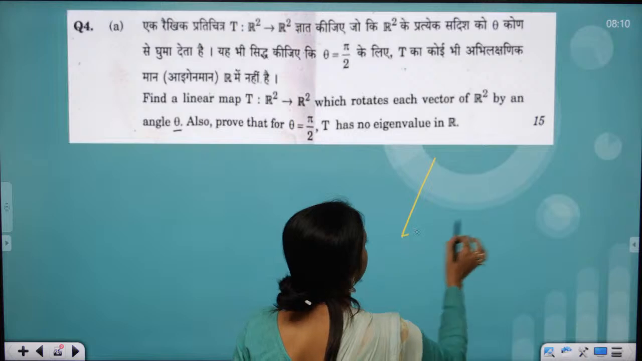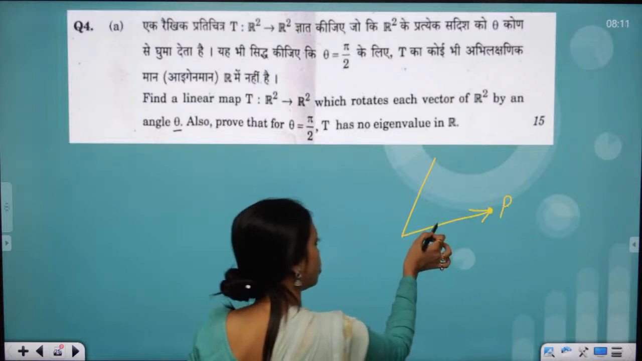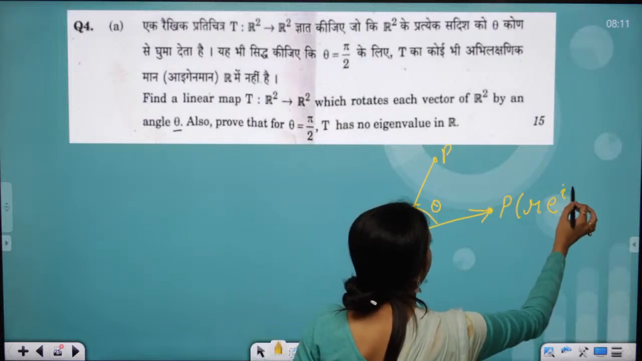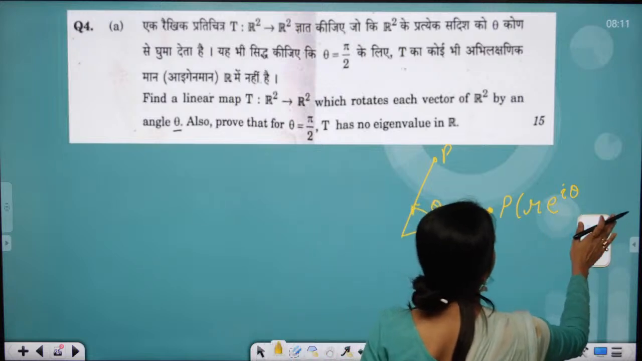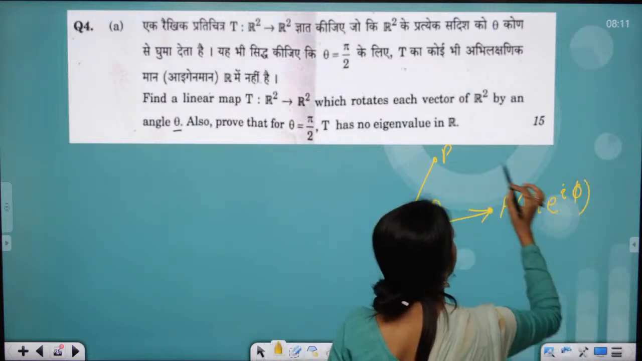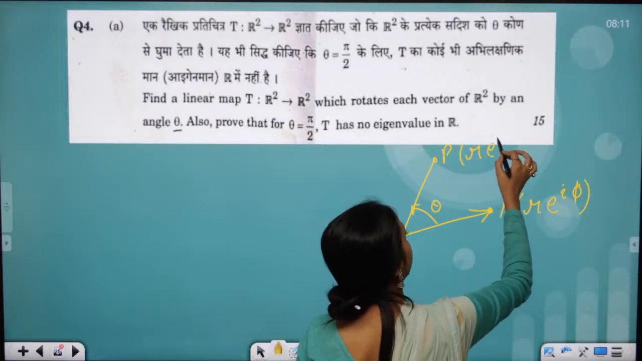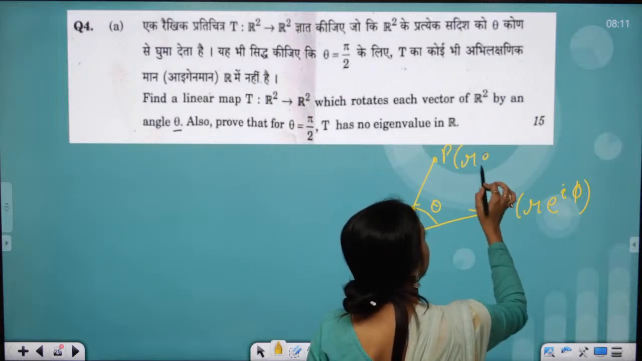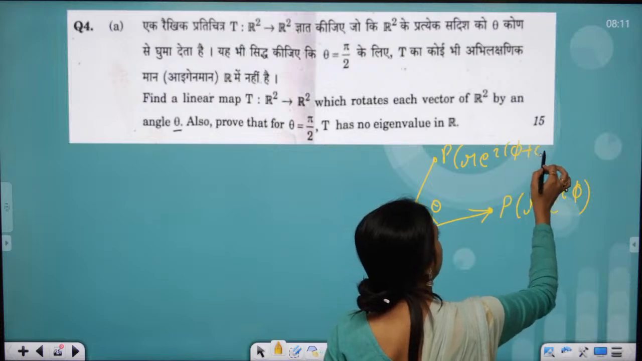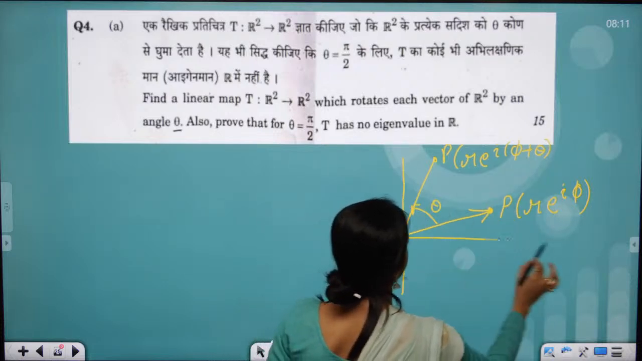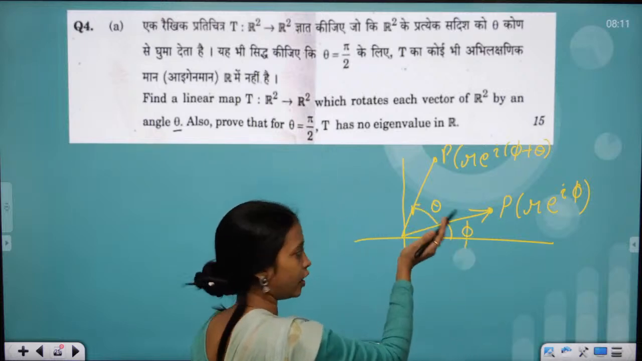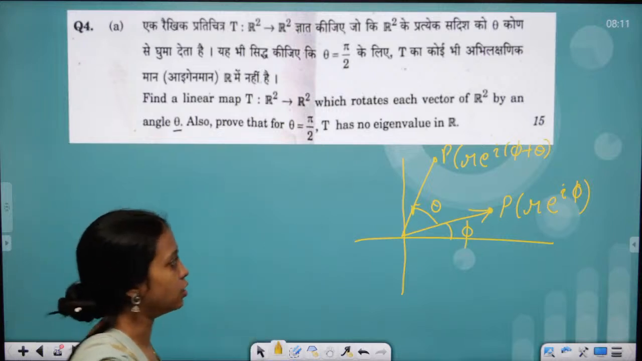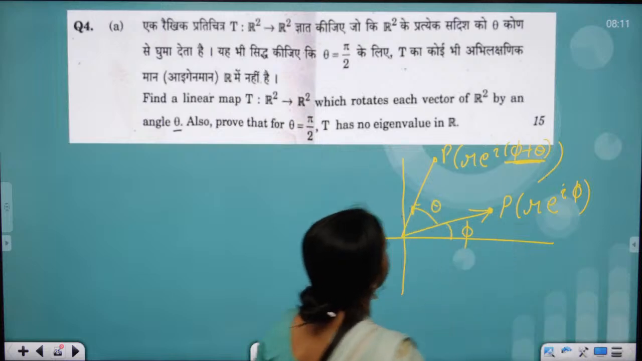try this. If this is a point P and it is rotated with an angle theta, so if it is r e raised to the power iota phi, it becomes r e raised to the power iota (phi plus theta). So, that means initially the angle was phi, but again I want to rotate it by an angle theta. So there will be only a change in the theta over here. That's what the question asked.